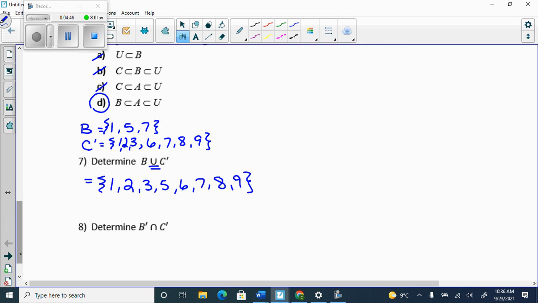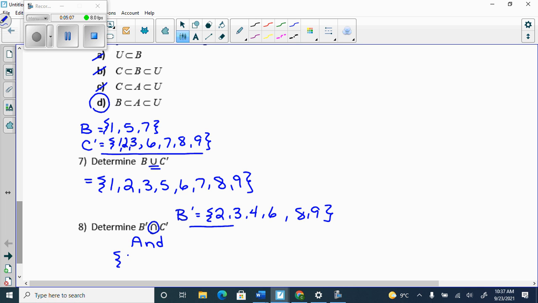Then not B and not C. B is 1, 5, 7, so not B is going to be 2, 3, 4, 6, 8, 9. And not C is here, and I want what's in both, because it's an and, or an intersection. So 2, 3, 6, 8, and 9.